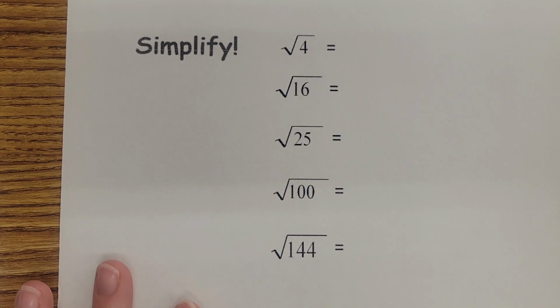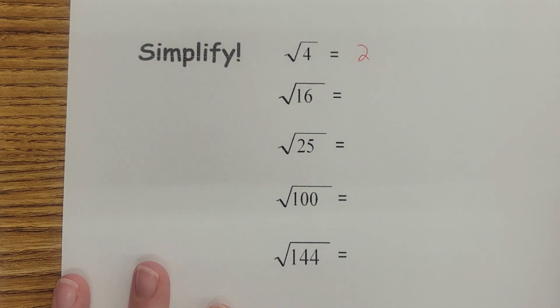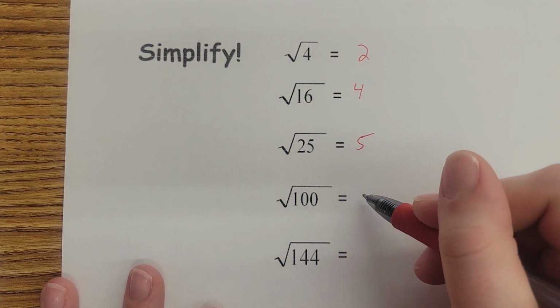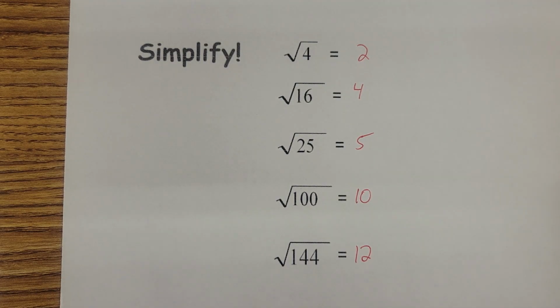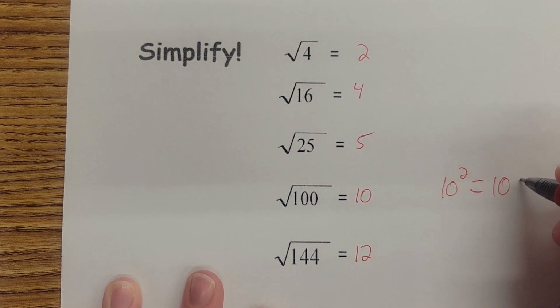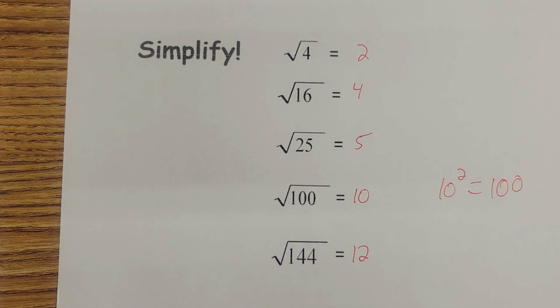So starting off simple with just the perfect squares. The square root of 4 is 2 because 2 times itself is 4. The square root of 16 we just looked at. That's 4 because 4 times itself is 16. The square root of 25 is 5. The square root of 100 is 10. The square root of 144 is 12. You get the idea. If I take the answer of any one of these and I square it, I get the radicand. If they're perfect squares and you realize that they're perfect squares, meaning if you just know the answer, just write it down and move on.